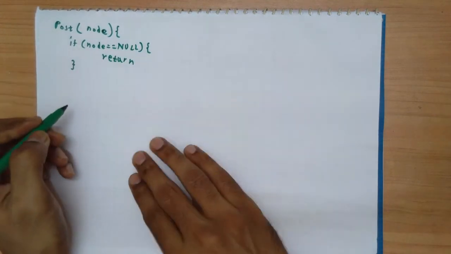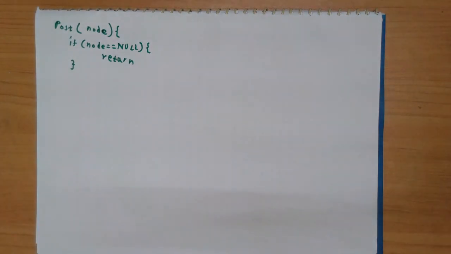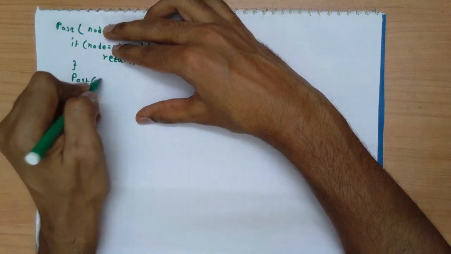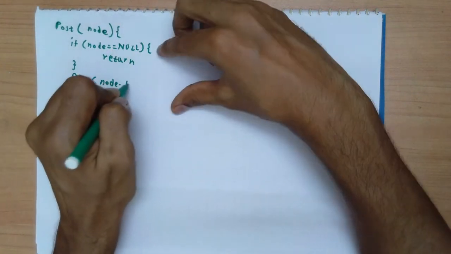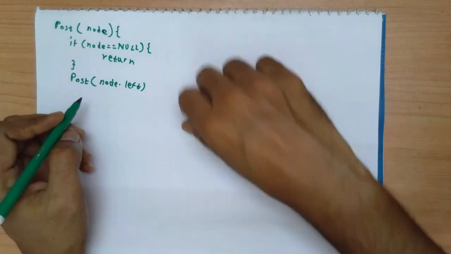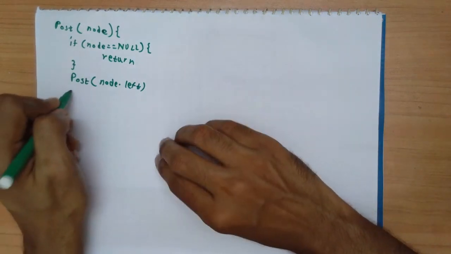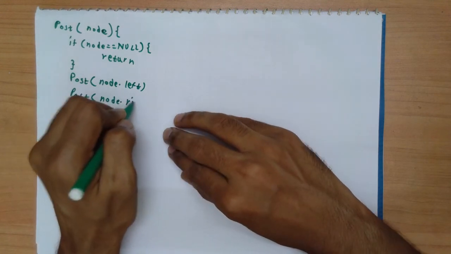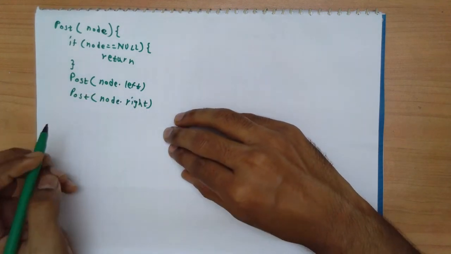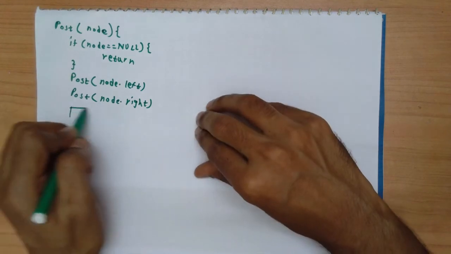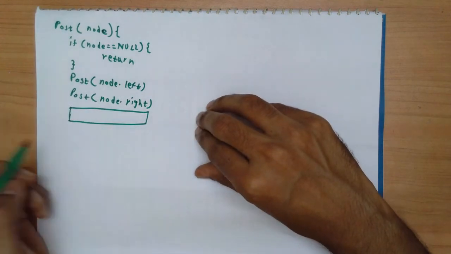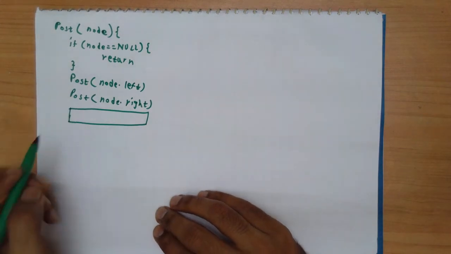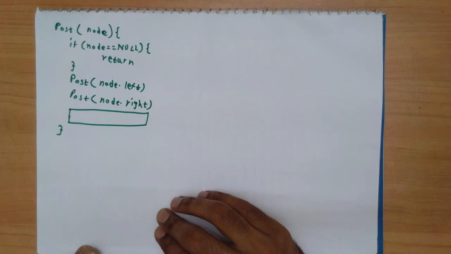Otherwise, we do the post order traversal of the left subtree. After that, we do the post order traversal of the right subtree. And after that, we perform the node specific action, which might be just printing the node value or anything that you want to do in your traversal. Okay, so that's our post order traversal.